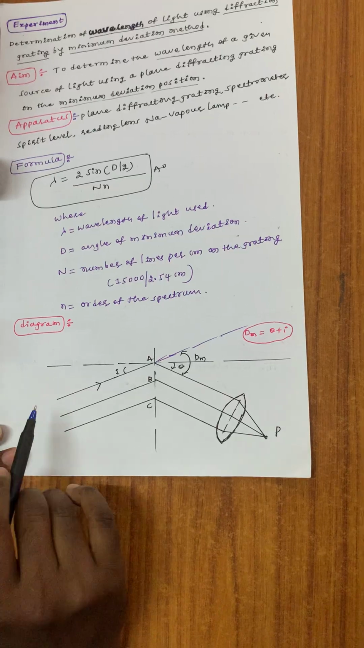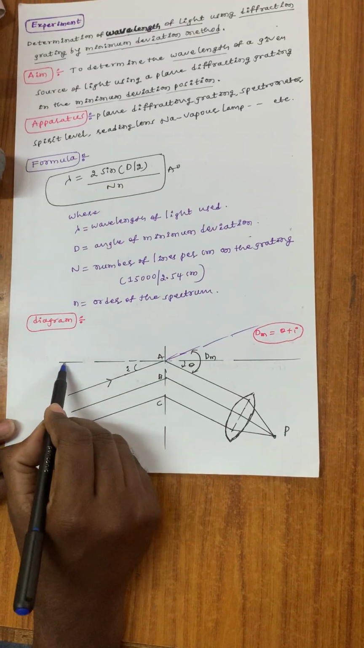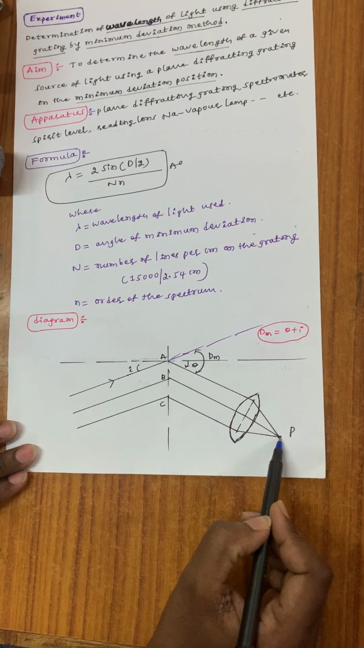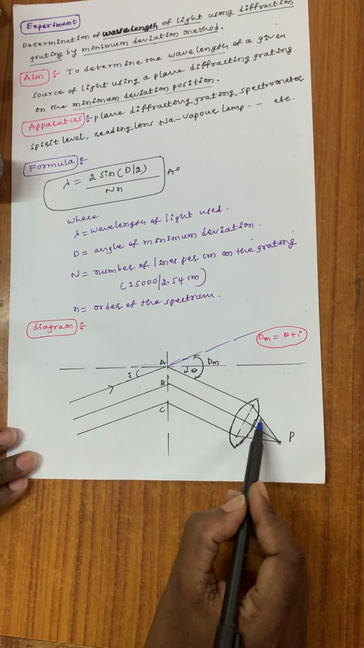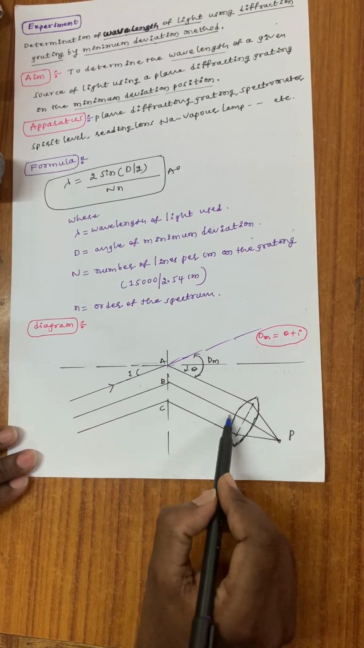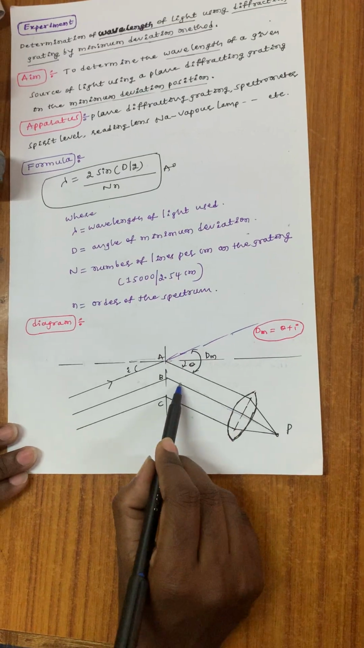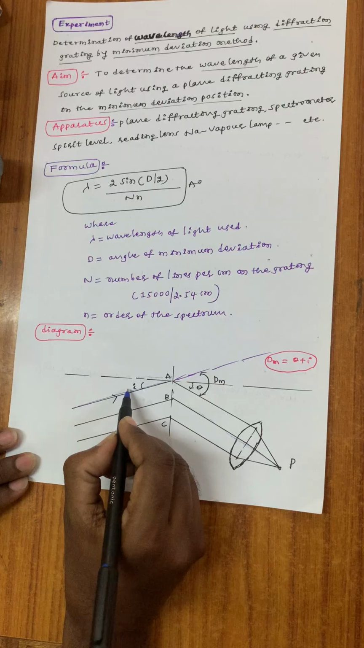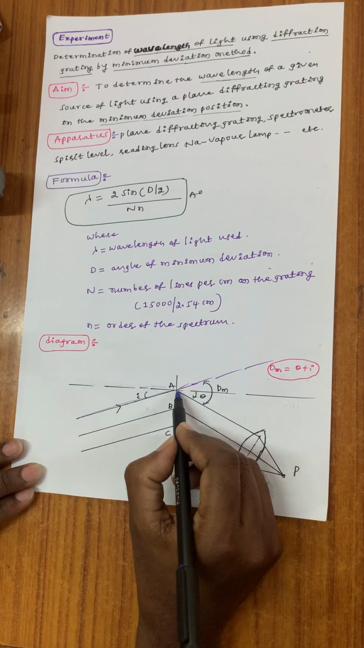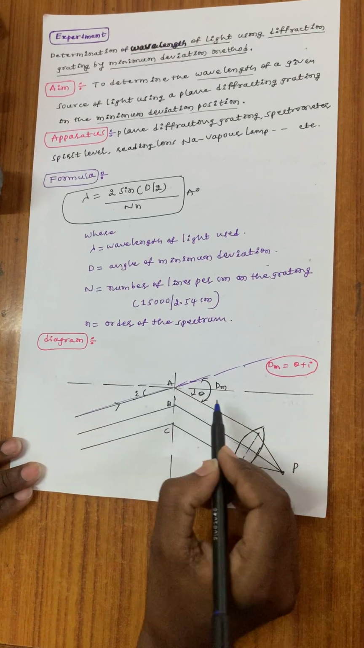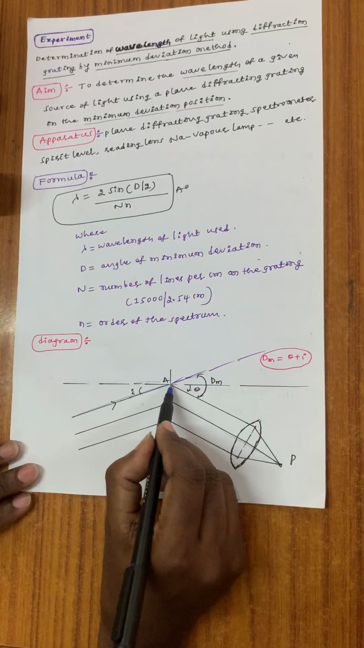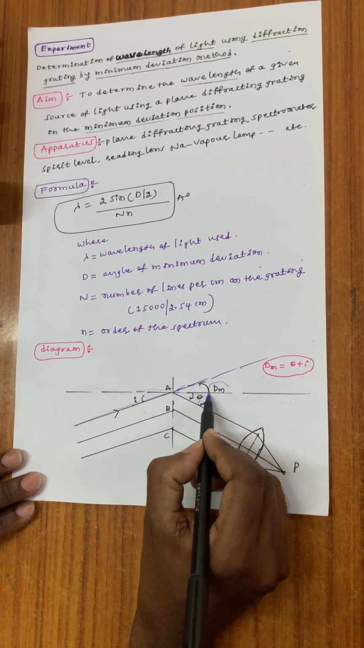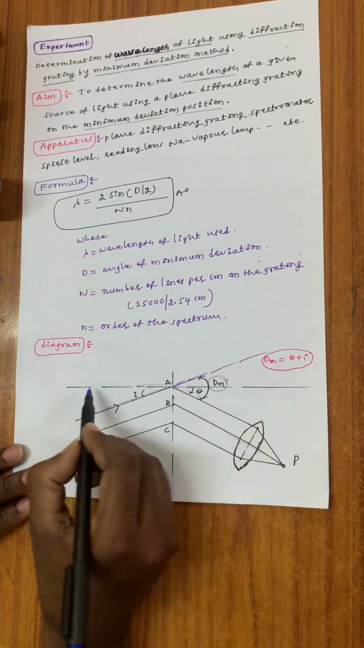First, we are applying the incident light here, right? You are able to see we are incident the light. Once you incident the light from here, this is the incident angle i. Some portion of the light should be deviated. So the deviated angle is, what is that angle? D suffix m.